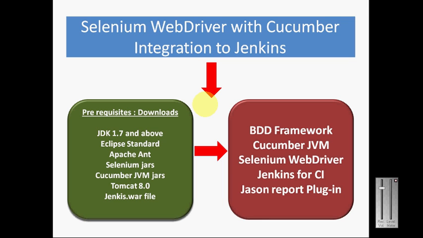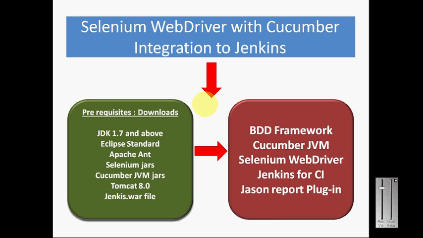Next we'll be building a BDD framework, which is already built into Cucumber. We'll configure the BDD framework, add all the Cucumber jars required to the project, and integrate the Selenium WebDrivers into the project. We are writing small test methods using core Java for Selenium. Then we are finally integrating with Jenkins and running the build.